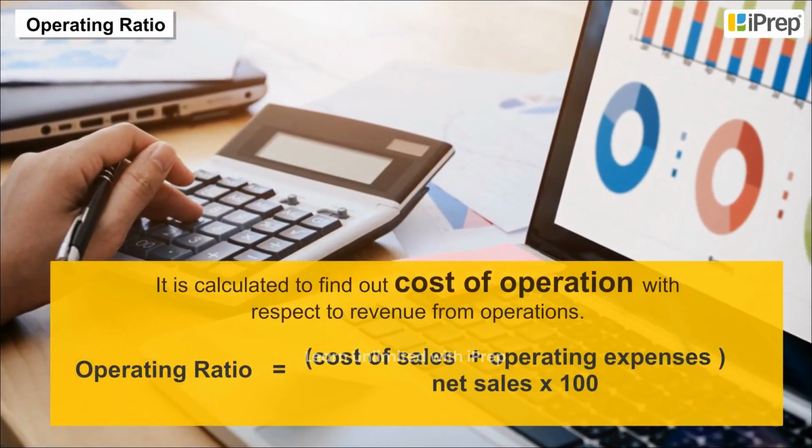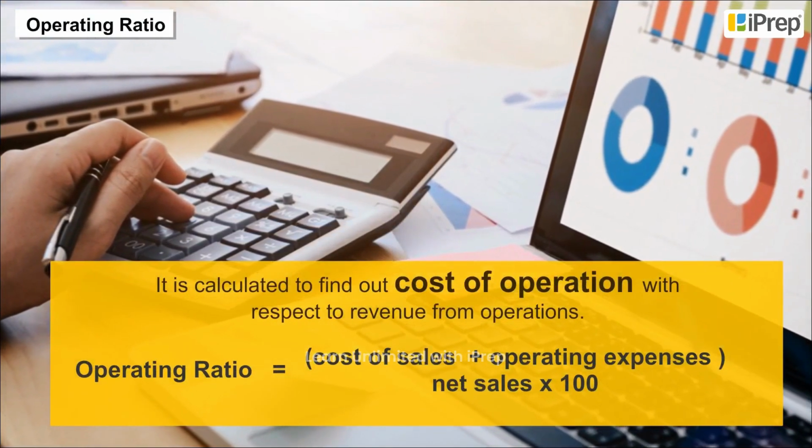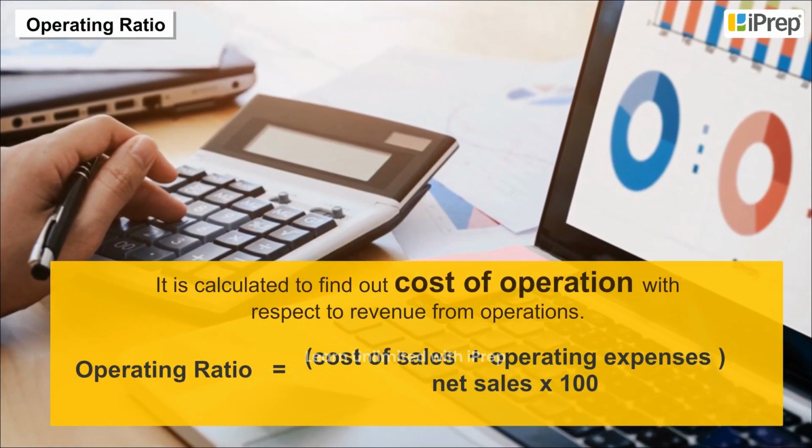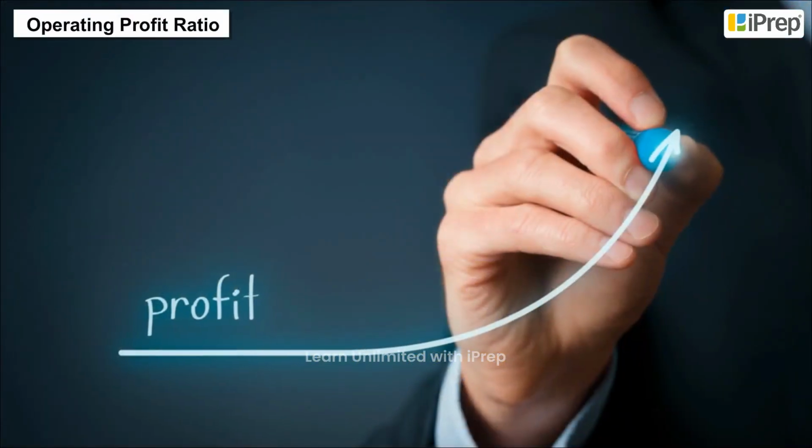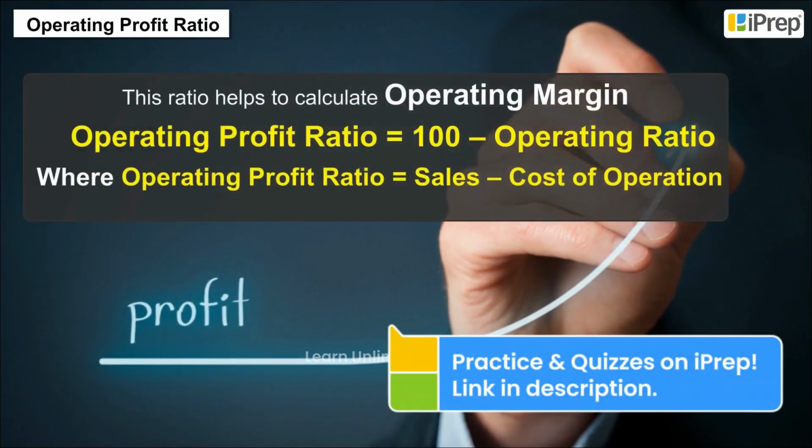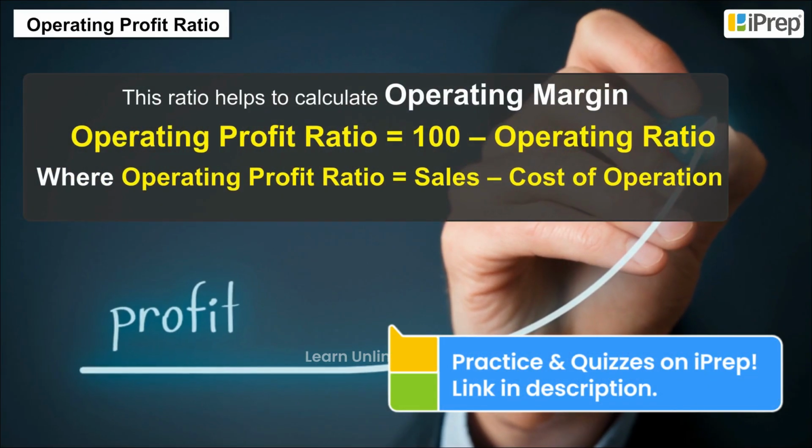It is calculated to find out cost of operation with respect to revenue from operations. Operating profit ratio. This ratio helps to calculate operating margin.